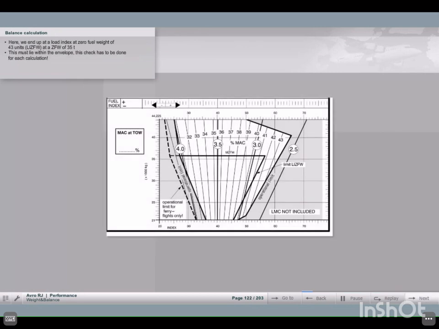In this example, we end up at a load index at the zero fuel weight, LIZFW, of 43 units, at a zero fuel weight of 35 tons. This is within the limit LIZFW envelope. Note that this check must be made for each calculation.